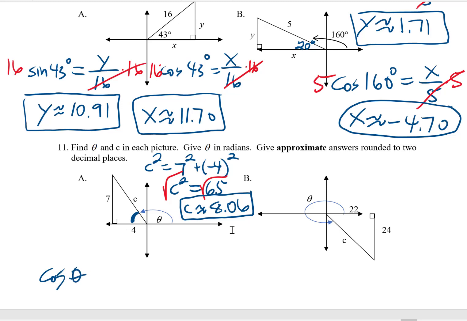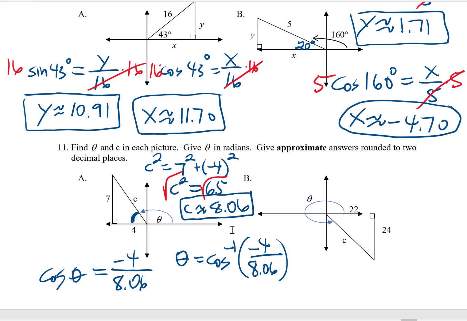Cosine theta would be adjacent, negative 4, over hypotenuse, which is that 8.06. Well, that means theta itself would just be the inverse cosine of that ratio. Now, I'll want to use the full value for the 8.06, but the calculator is going to give me exactly what I want. Sine inverse is only going to give me angles in the first or fourth quadrant. Same thing with tangent inverse, but cosine inverse can give me exactly what I want here.